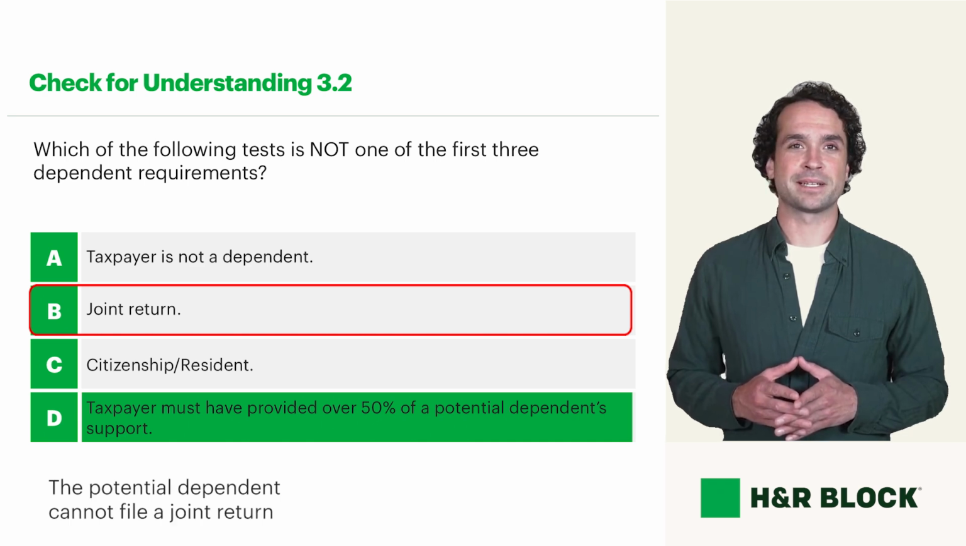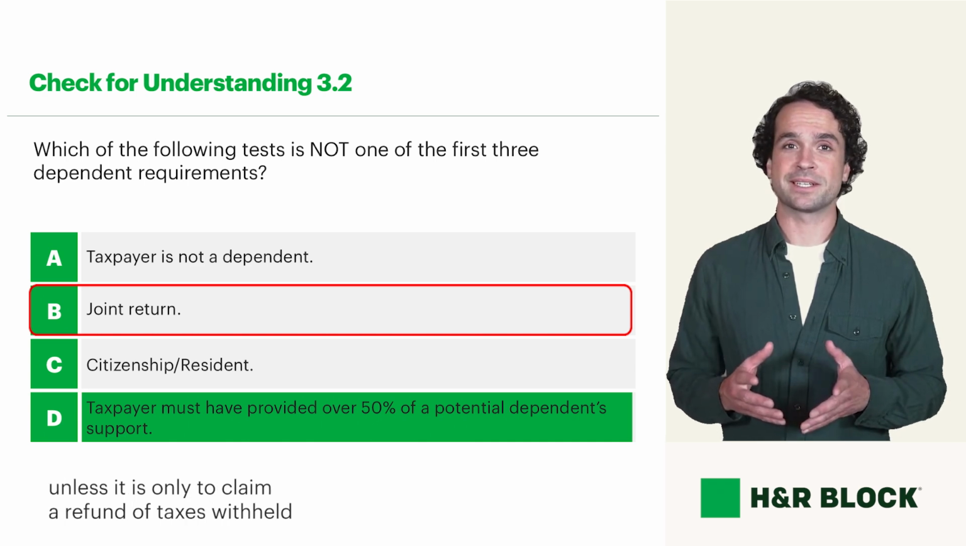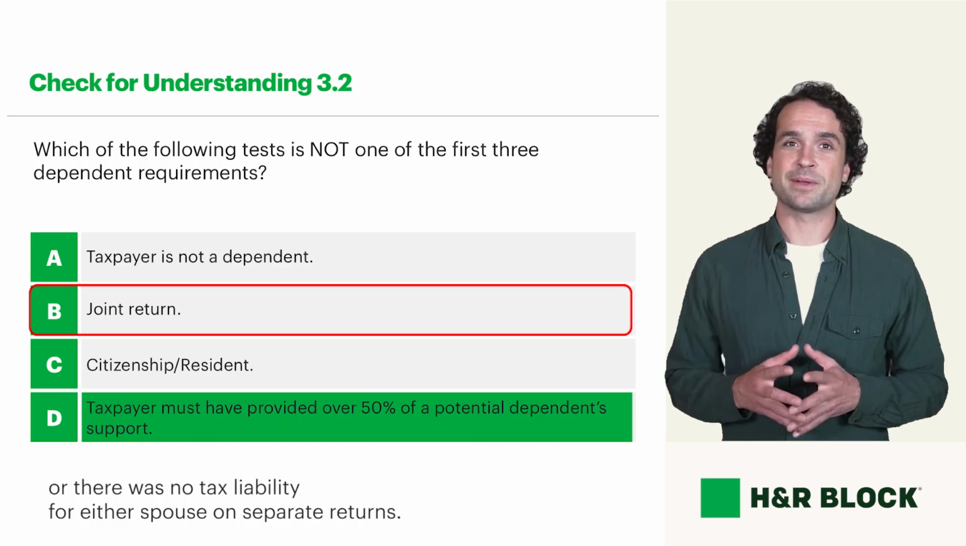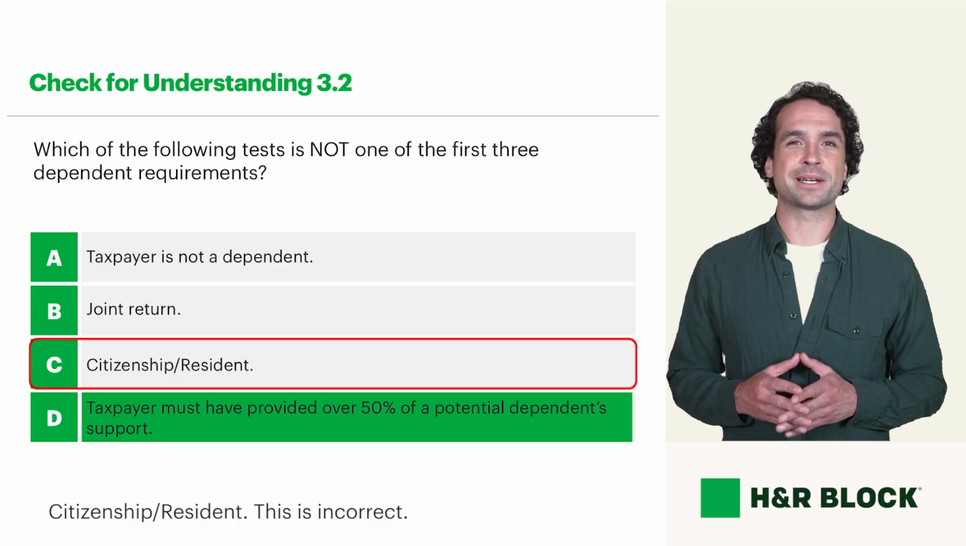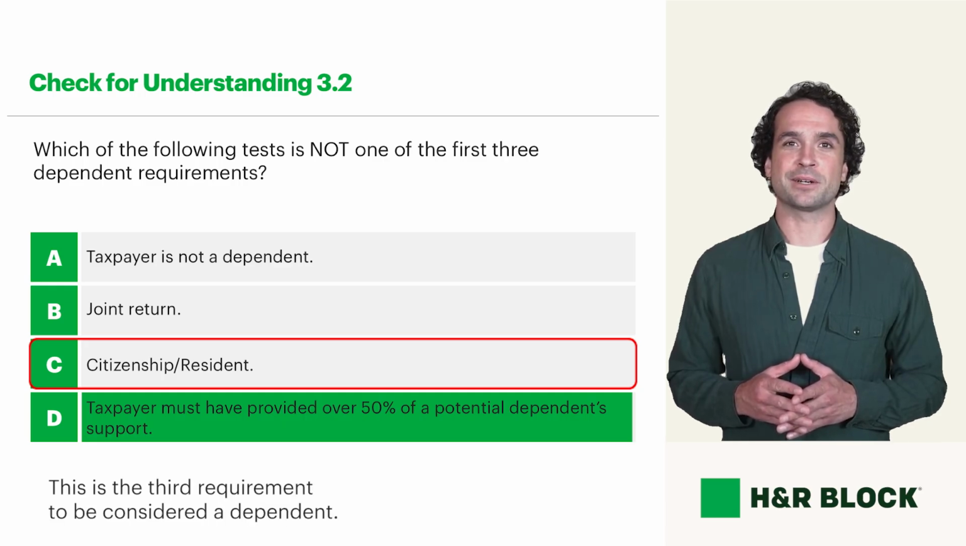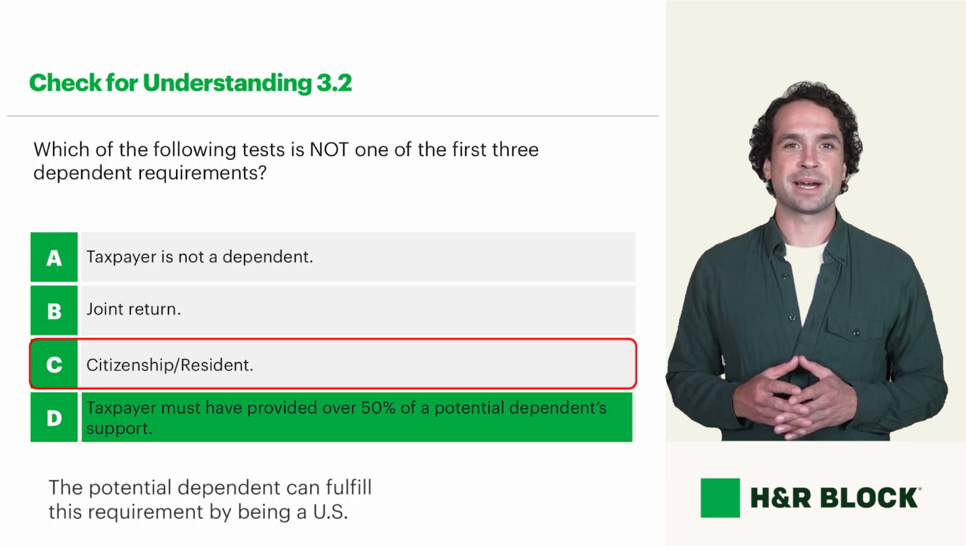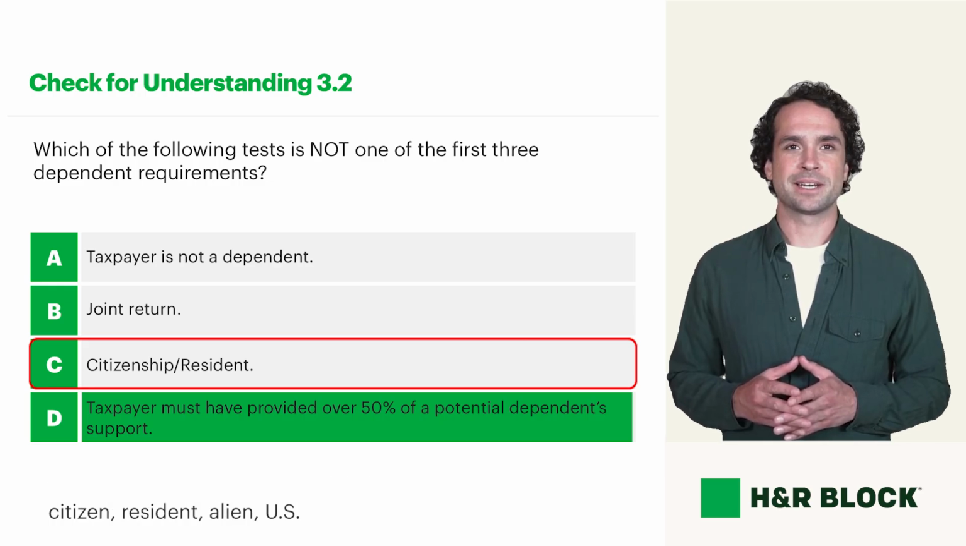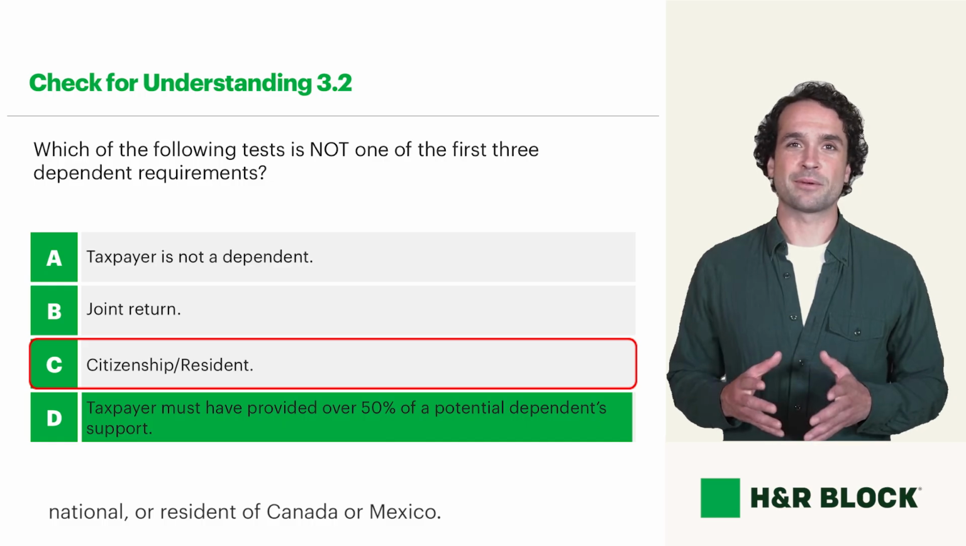The potential dependent cannot file a joint return unless it is only to claim a refund of taxes withheld or there was no tax liability for either spouse on separate returns. Citizenship/resident. This is incorrect. This is the third requirement to be considered a dependent. The potential dependent can fulfill this requirement by being a U.S. citizen, resident alien, U.S. national, or resident of Canada or Mexico.